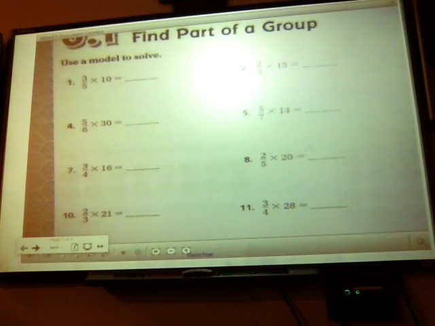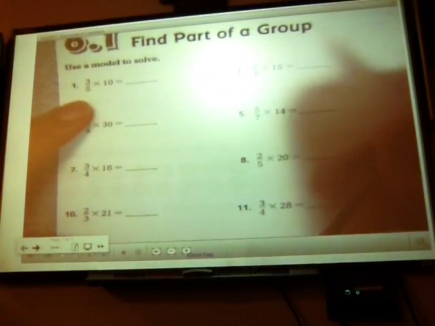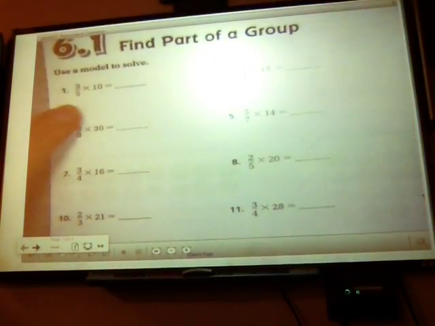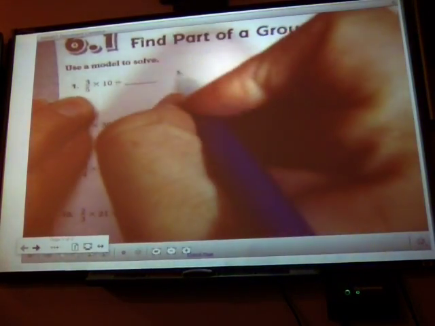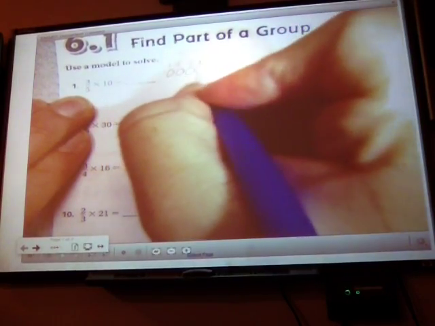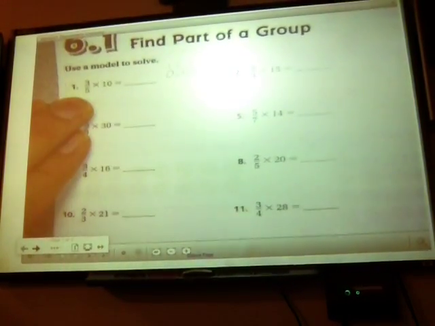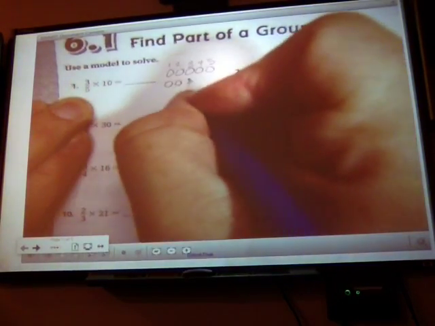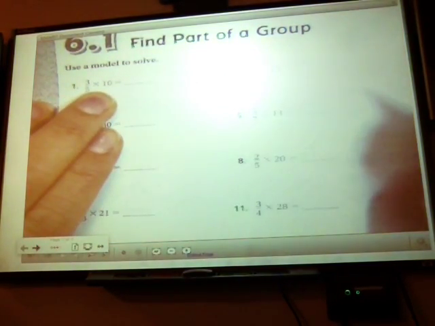So let's talk through number 1. Emma, number 1, 3/5 of 10. What would I do first? You would draw 10, and how do I organize it? In groups of 5, right? 1, 2, 3, 4, 5. 1, 2, 3, 4, 5. 6, 7, 8, 9, 10, which gives me my total.